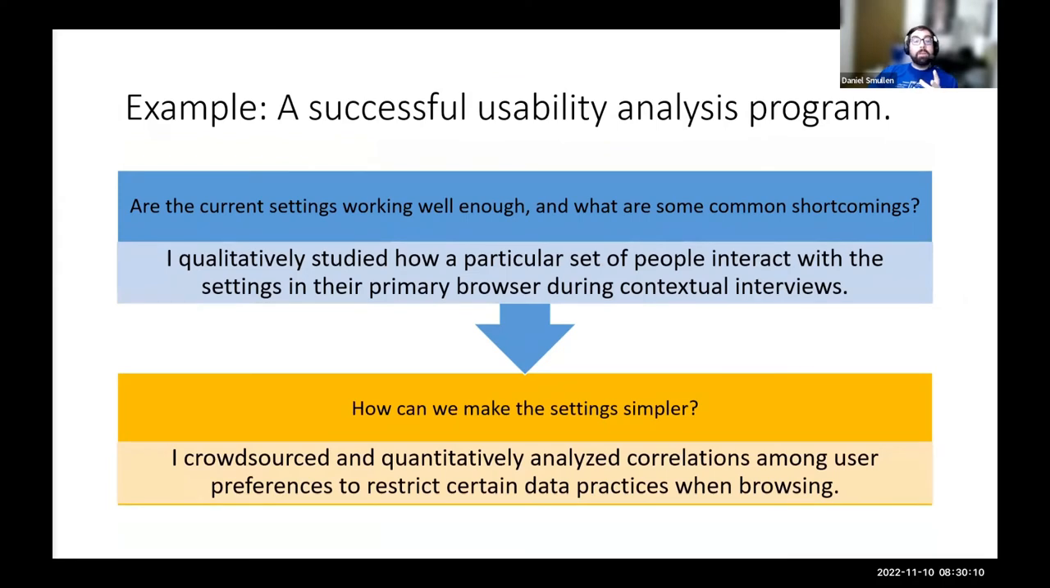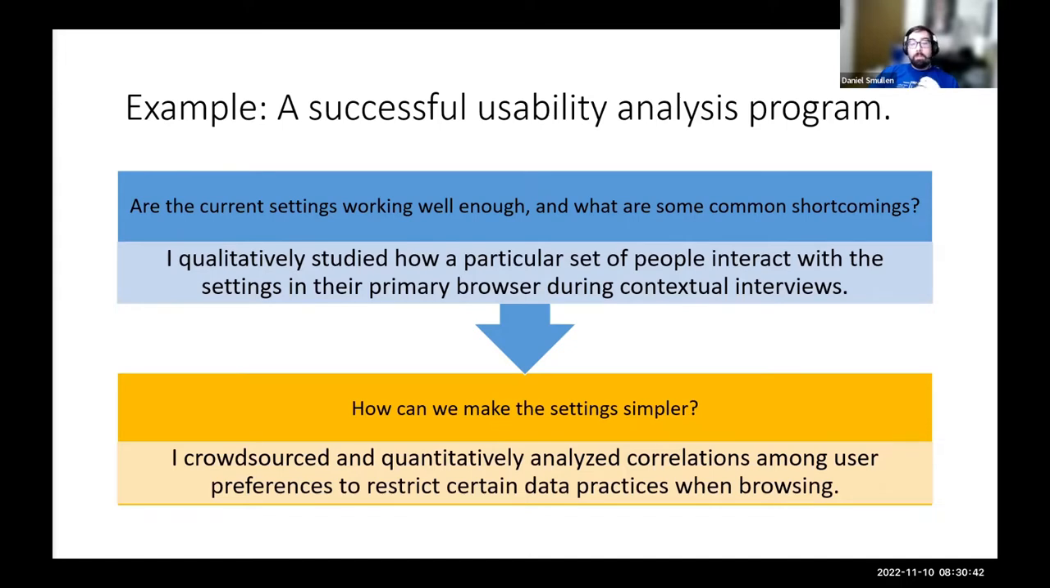So I'm going to give you an example of a successful usability analysis program. And this is kind of standard practice for what a privacy engineer might do in a company. And so what I did in this program is I asked the question, are the current settings working well enough? And what are some common shortcomings? And so to figure that out, I had to qualitatively study how a particular set of people interacted with the settings. In this case, the program was about browsers. So in their primary browser, the one that they use the most, during contextual interviews. And I'll explain what that is in a sec.